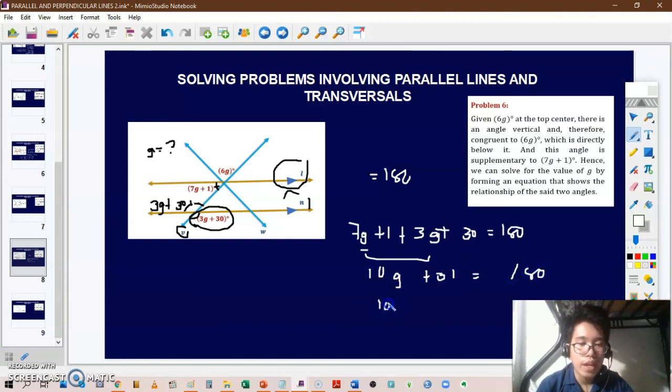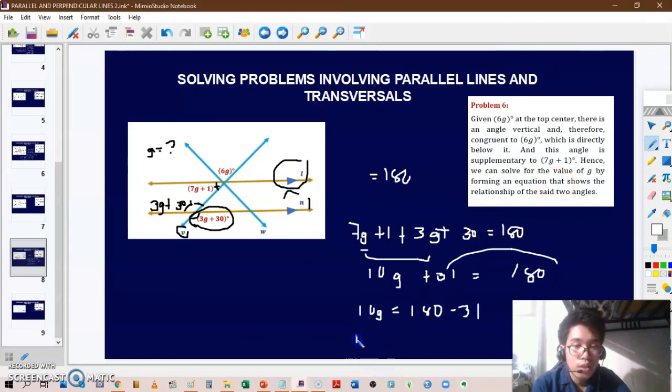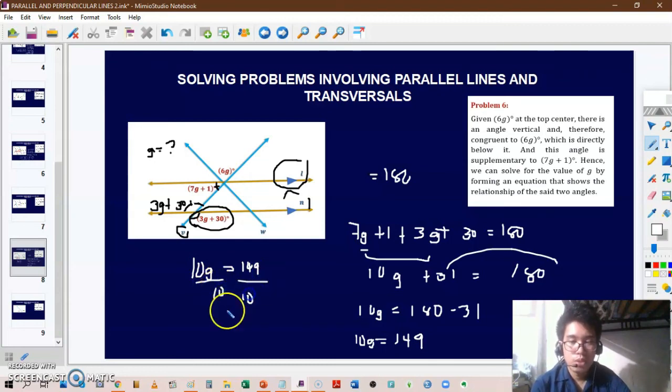From here, we can transpose 31 to the other side, so that will give you 180 minus 31, which is 149. So 10G is equal to 149. Dividing both sides by 10, the value of G is equal to 149 over 10, or simply 14.9. That's the value of G for this problem.